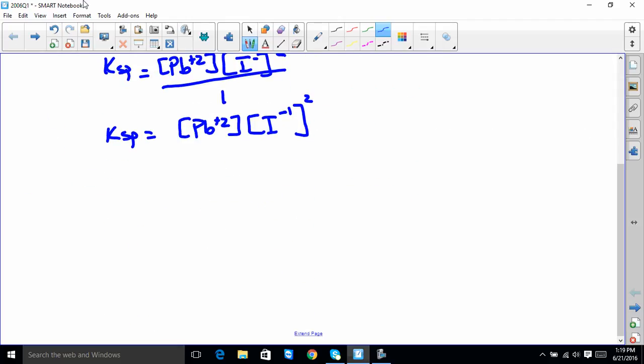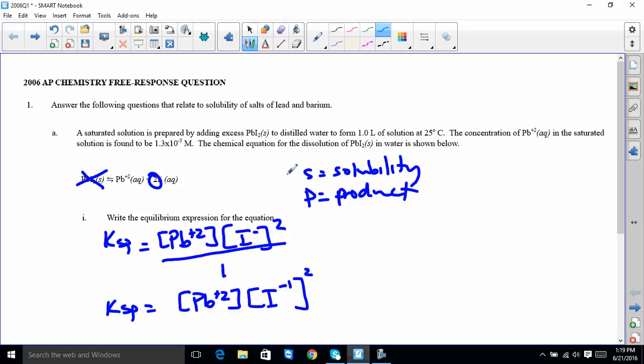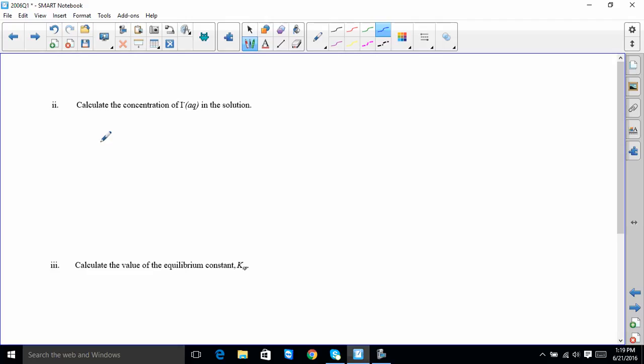I think that's it for this page. Next question: calculate the concentration of I- in the solution. Again, I cannot even tell you how many times this happens. They said that the concentration of Pb+2 was 1.3 times 10 to the negative 3. So basically, the Pb+2 concentration is 1.3 times 10 to the negative 3 molar.